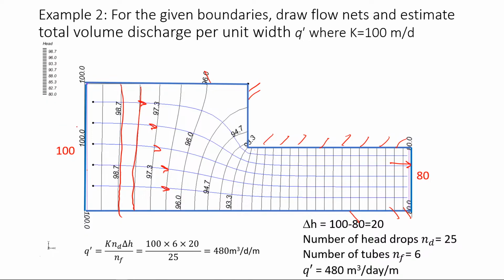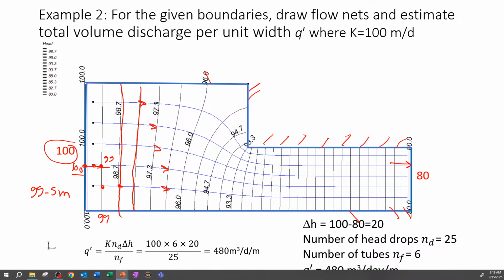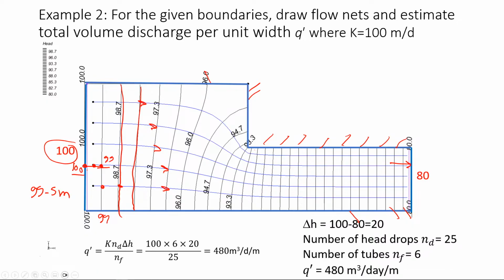And then you know this is 100, and then you just see how many head drops, and then you can find the head here, the head here. If I told you the head here is, let's say, 99, just for the sake of argument, and here is 100, now you can calculate the head anywhere you like. If I asked what's the head here, that would be something between 100 and 99, so 99.5 meters, for example.